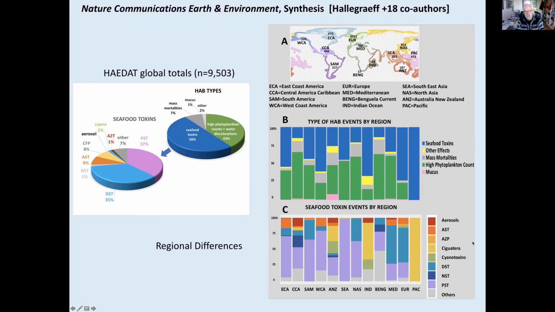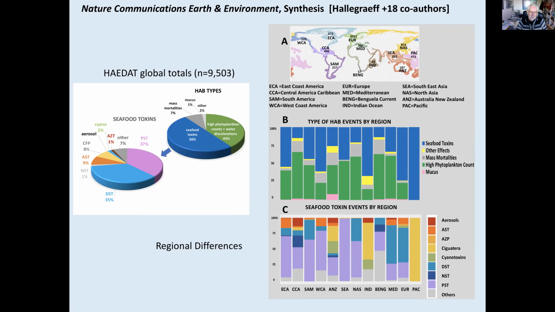And important factors that have been raised are climate change, eutrophication, and anthropogenic transport via ships, ballast water, and other factors. So for the first time now, we have a solid database where we can start to try and answer these questions. So HAEDAT at this point in time includes some 9,500 records of HAB events with an impact on human society.